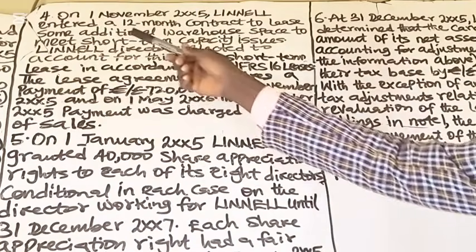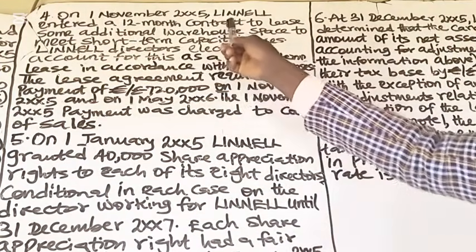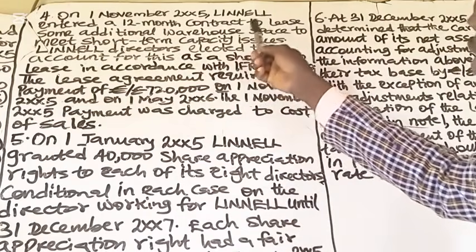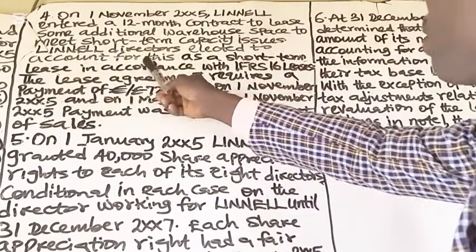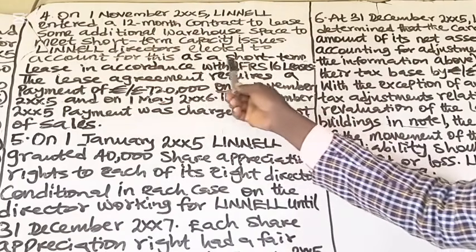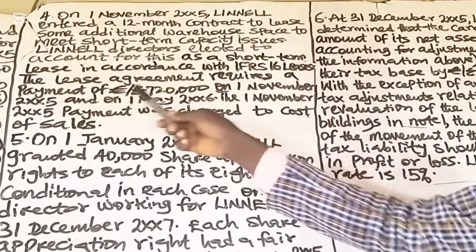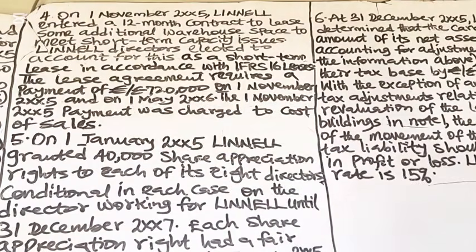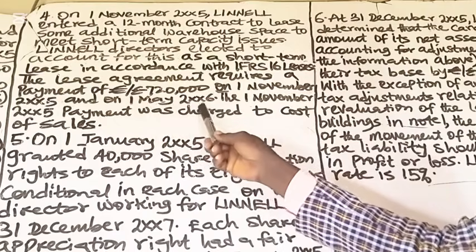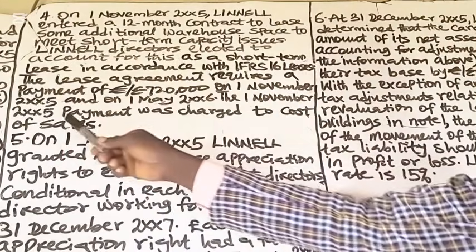Note 4. On 1st of November 2005, Linen entered a 12-month contract to lease some additional warehouse space to meet short-term capacity issues. Linen's directors elected to account for this as a short-term lease in accordance with IFRS 16 Leases. The lease agreement requires a payment of 720,000 euro on 1st of November 2005 and on 1st of May 2006. The 1st of November 2005 payment was charged to cost of sales.